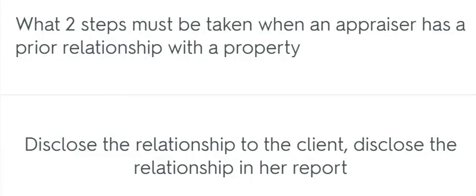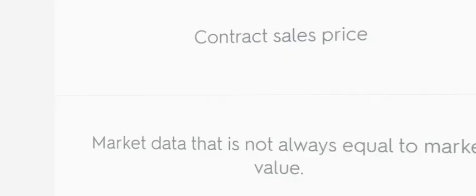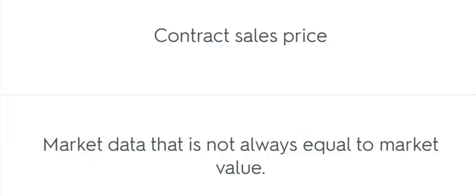What 2 steps must be taken when an appraiser has a prior relationship with the property? Disclose the relationship to the client. Disclose the relationship in the report. Contract sales price: market data that is not always equal to market value.